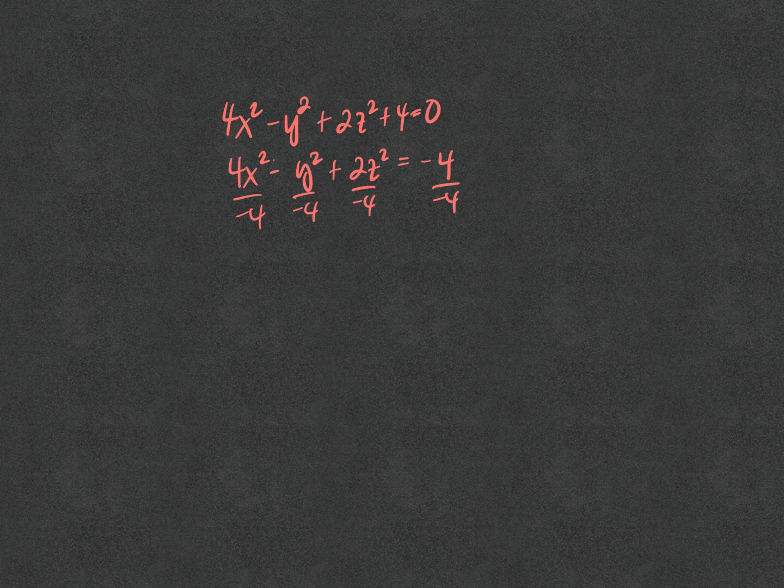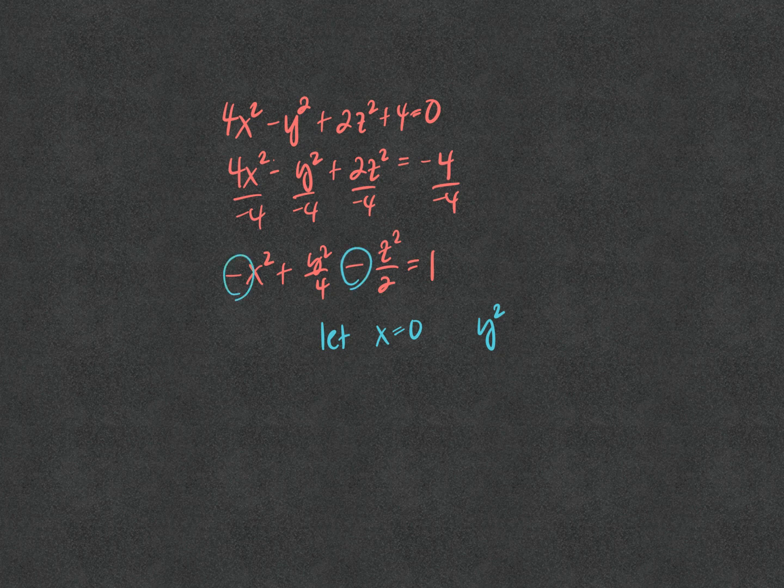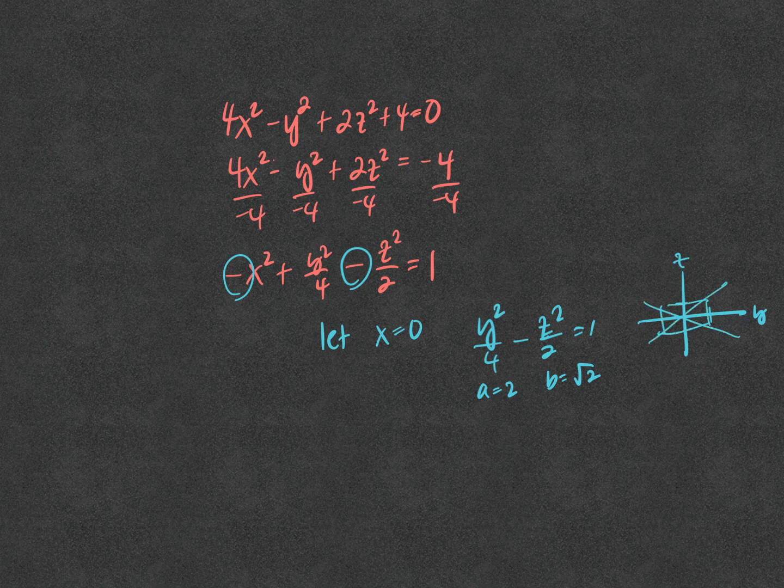By the way, this is going to give us a new shape because notice we have minus x squared plus y squared over 4 minus z squared over 2 equals 1. Then if we let x equals 0, we have y squared. By the way, notice 2 minuses here, so that's going to be a different shape. So y squared over 4 minus z squared over 2 equals 1. So our major axis is 2, our minor axis is the square root of 2, and it's x and z. So if this is y and z, we have 2, and square root of 2 is about 1.4. So we have a hyperbola that looks like this.